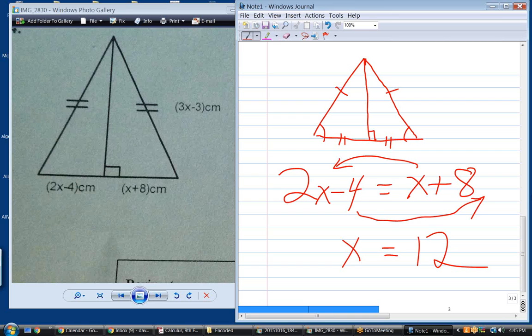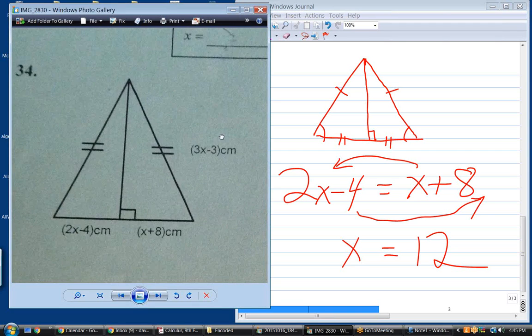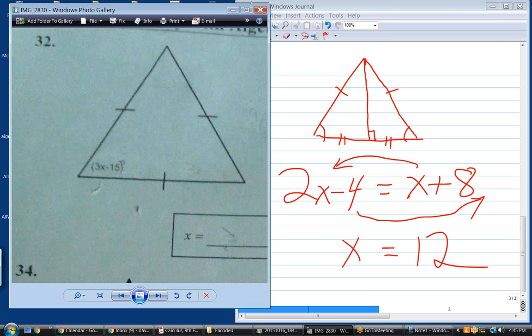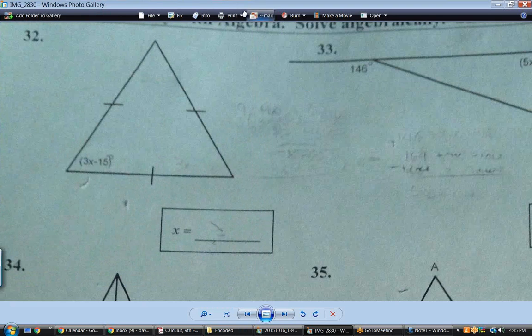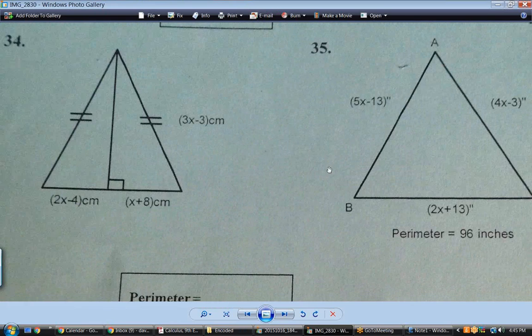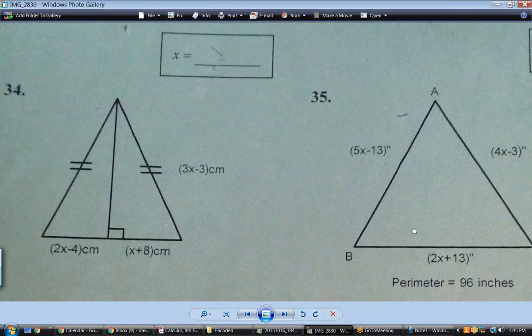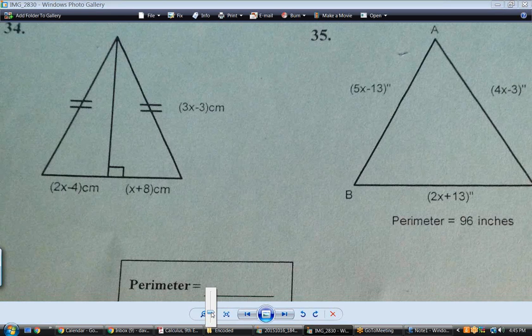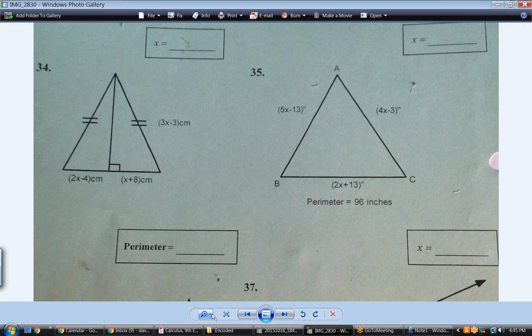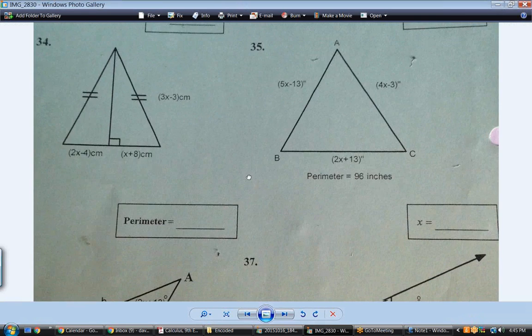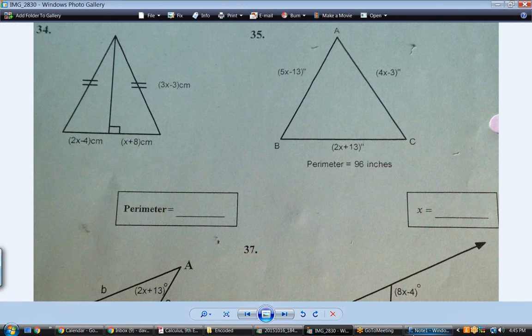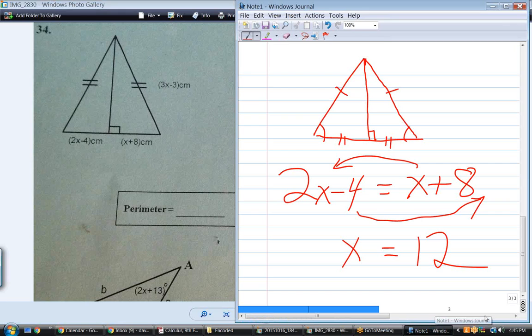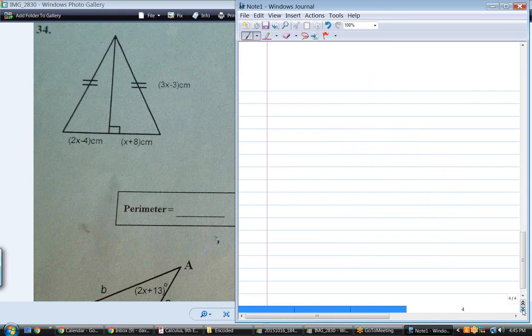What did the problem call for here? All of these are solve for x, correct? Yeah. But this, no, this is not solve for x. This is the perimeter. Okay, and that's different because I was wondering why they put this in here. Yeah. So x equals 12.